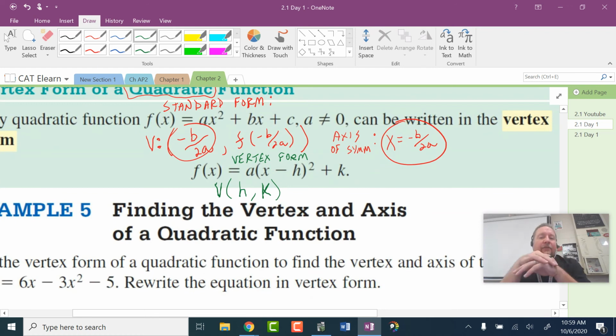H, the right, left shift. Remember, if it's x minus 3, it's 3 right. If it's x plus 4, it's 4 left on the inside. Comma k. On the outside, k is the same. If it's a plus 4 on the outside, it's 4 up. X equals h is the axis of symmetry. So the axis of symmetry is x equals the x coordinate of the vertex.